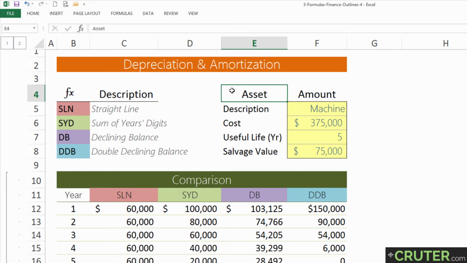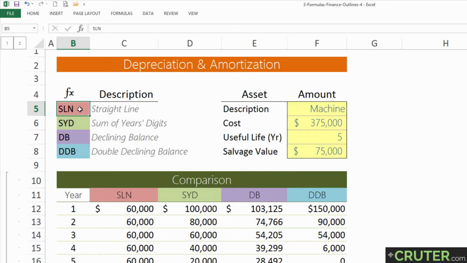Then I've put over here the asset that we're going to be testing. And right now we have a machine that cost us $375,000. We've decided that the useful life is 5 years and our salvage value at the end of the 5 years will be $75,000. Okay, so now let's get started writing out these formulas.